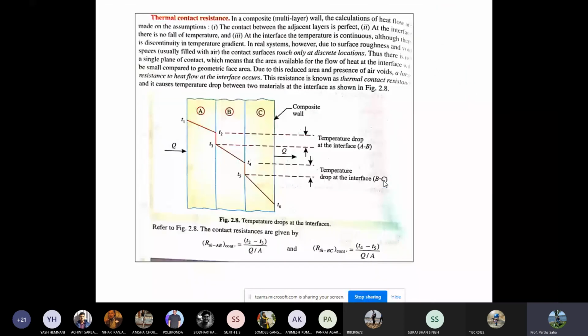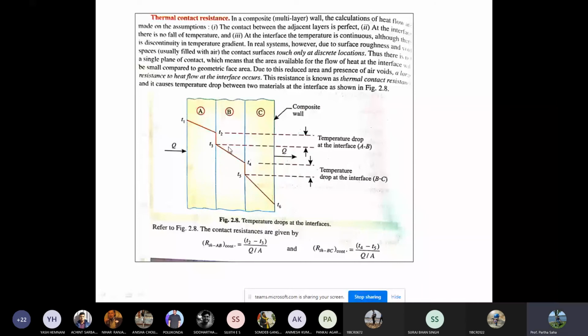Okay. So let us again look into these equations. That is the thermal contact resistance. If there is contact between two slabs, there are temperature drops. As you can see, the temperature is not continuous. There is a sudden temperature drop at the interface between A and B, T2 minus T3. Then the temperature drop at the interface between B and C is T4 minus T5.